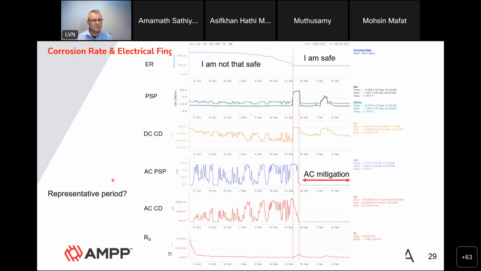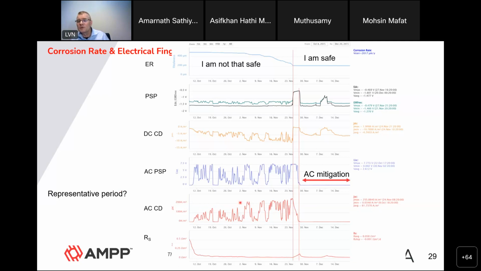Tell me about representative period. If you didn't have the ER probe, you will have to analyze this electrical pattern. Can you tell me what is the representative period here? I'm not sure I can. The AC current density is ever fluctuating and ever increasing. So it's very difficult to say, well, in this period here, we should measure the AC current density and then use the AC corrosion standard for evaluating whether we are safe or not. That would not provide us with a good result.